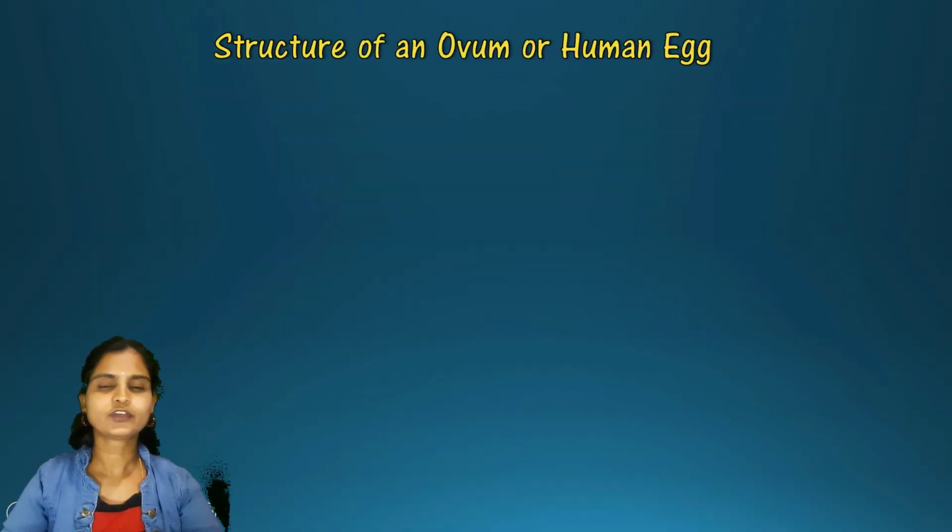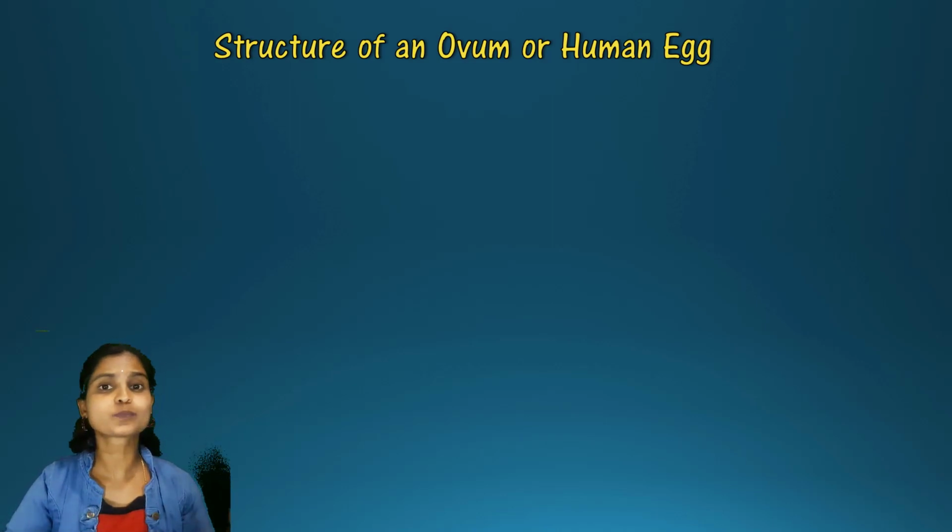In this session, we are going to study the structure of an ovum, or human egg. Ovum and human egg are one and the same. Ovum is a singular word and ova is plural. In the last session, we already discussed how the ovum is produced in the ovary.